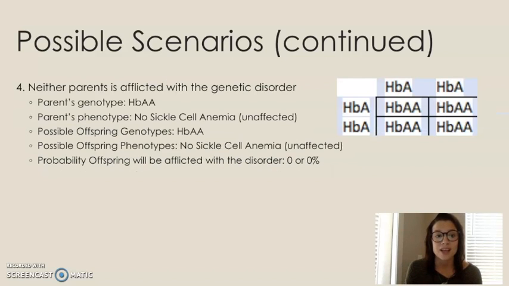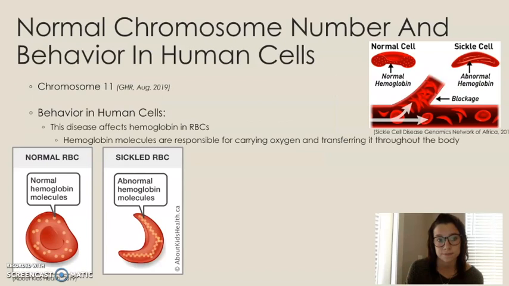So the last scenario I want to cover: neither parent is afflicted with the genetic disorder. Also, neither of them are carriers, so their genotype is HBAA, as will the offsprings' be. The offspring and the parent will have the same phenotype of no sickle cell anemia, or unaffected, and the probability that offspring will be afflicted with the disorder is 0%.